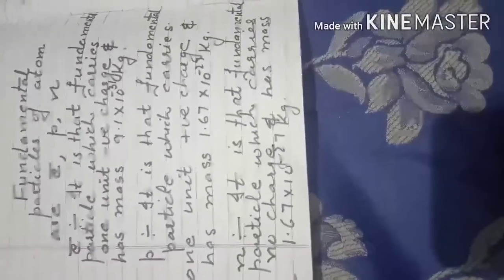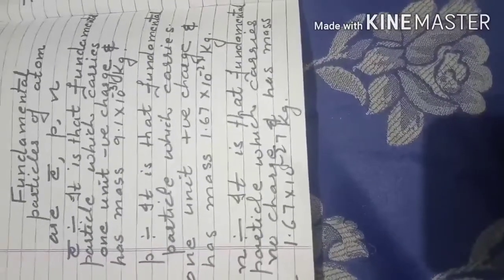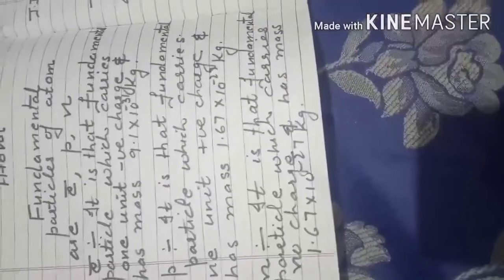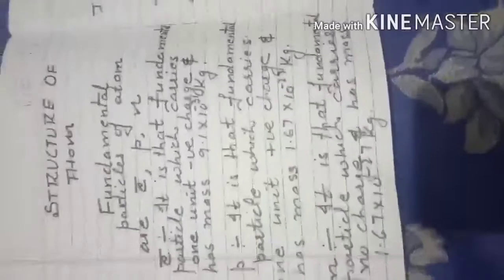Neutrons, these are the third fundamental particles which carries no charge and has the mass same to that of proton, that is 1.67 into 10 raised to power minus 27 kg. So students, these are the fundamental particles of the atom: electrons, protons and neutrons.